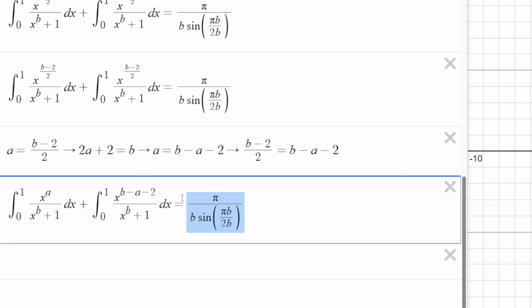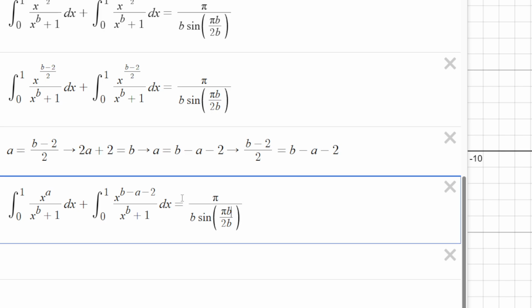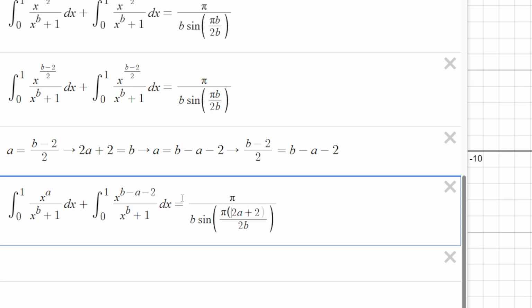So let's go ahead and use b is equal to 2a plus 2 right here. So b is equal to 2a plus 2. Sorry, I should have used parentheses there. And now we can divide the top and the bottom of this fraction by 2. That's just going to give us an a plus 1 over b. So pi times (a plus 1) over b.